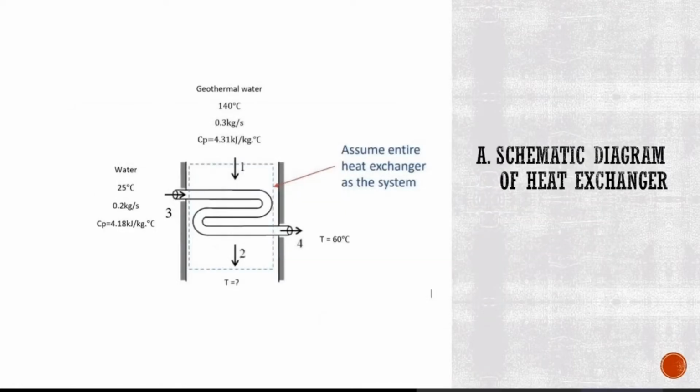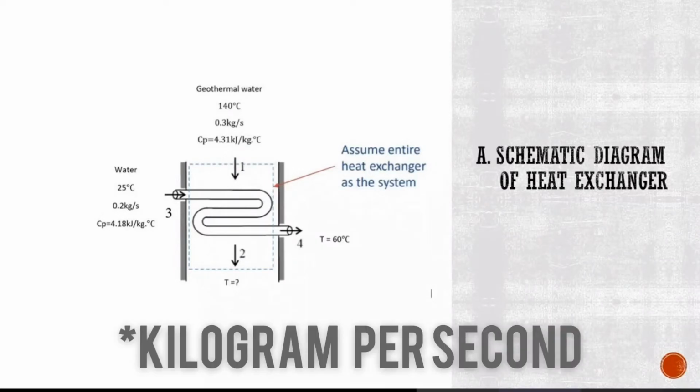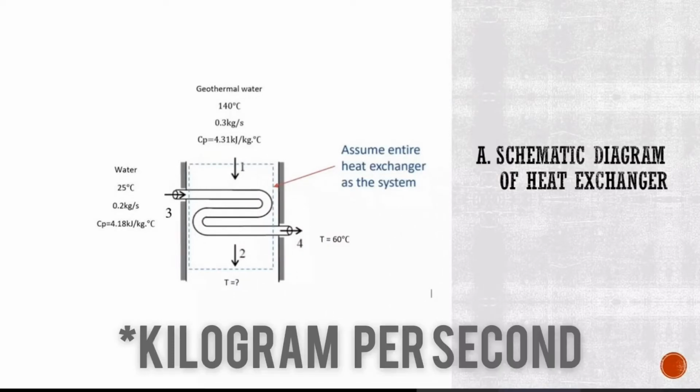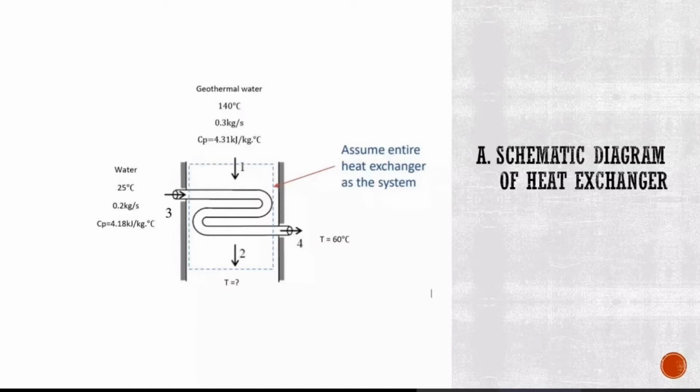Okay, for the schematic diagram, the heat exchanger is to heat water from 25 Celsius to 60 Celsius. The mass flow rate is 0.2 kg per second. The heating is to be accomplished by geothermal water. The mass flow rate is 0.3 kg per second at 140 Celsius.